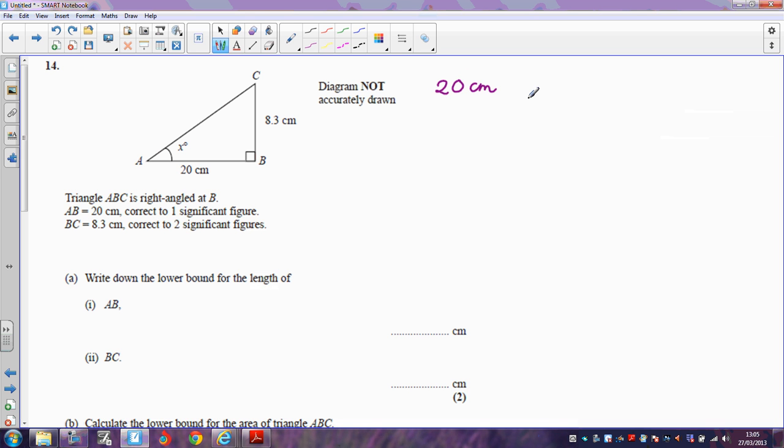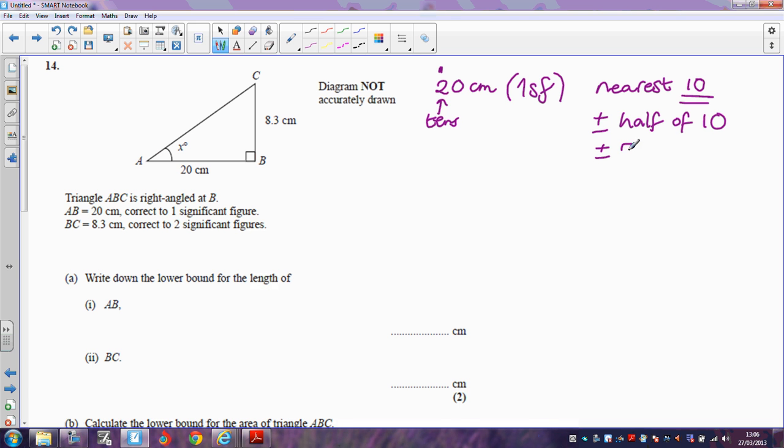Now, that 20 centimetres for AB is measured to one significant figure. The first significant figure is in this column, and that is the tens column. So rounding to one significant figure is the same as saying that this measurement is to the nearest 10. Now remember, to find upper and lower bounds, if something is measured to the nearest 10, we add and subtract half of that value, whatever it's measured to the nearest. And so we're going to add and subtract half of 10, which is 5.